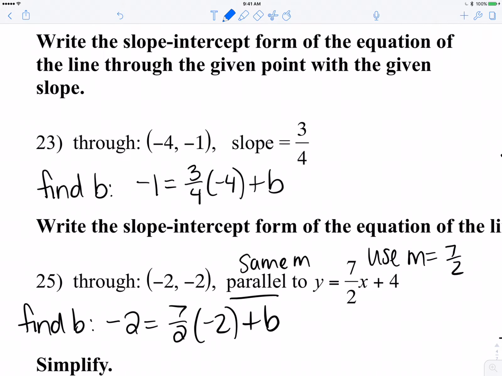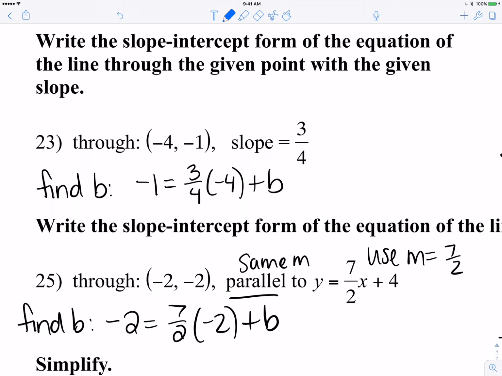Number 23, we're supposed to find the equation of the line. That means in y equals mx plus b form. Here's what we know. We know the slope is 3/4. We know it goes through the point -4, 1. So that is an x and a y value. This is an m value. You're missing your b value.